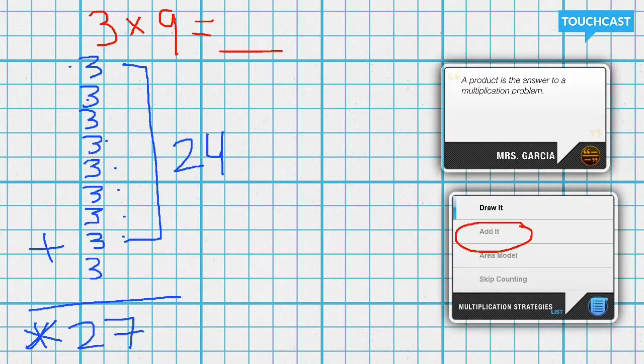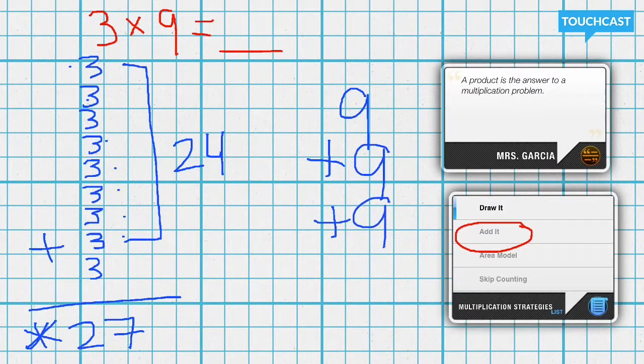That will work also. So if you added 3 nine times and got 27, go ahead and give yourself a big pat on the back. Great work. The other thing you could have done, and this might be a little bit quicker, is you could have added 9 three times.